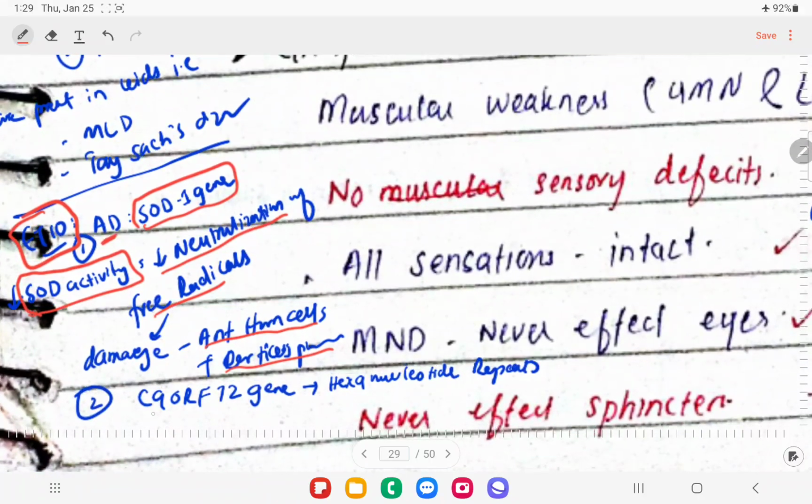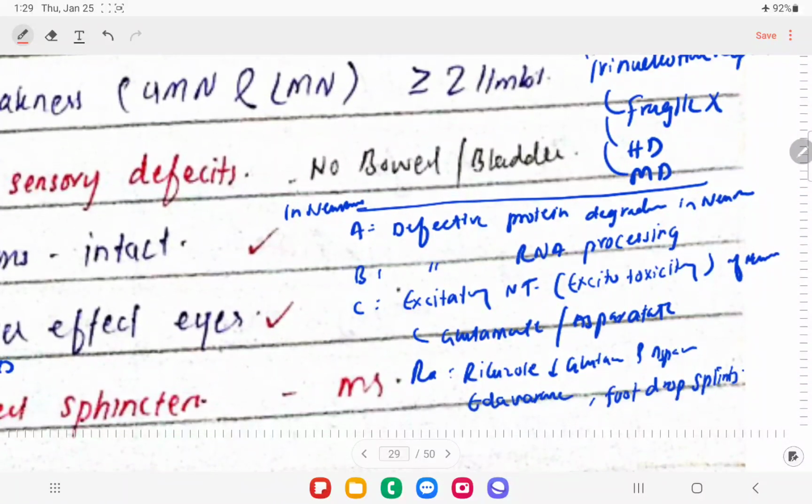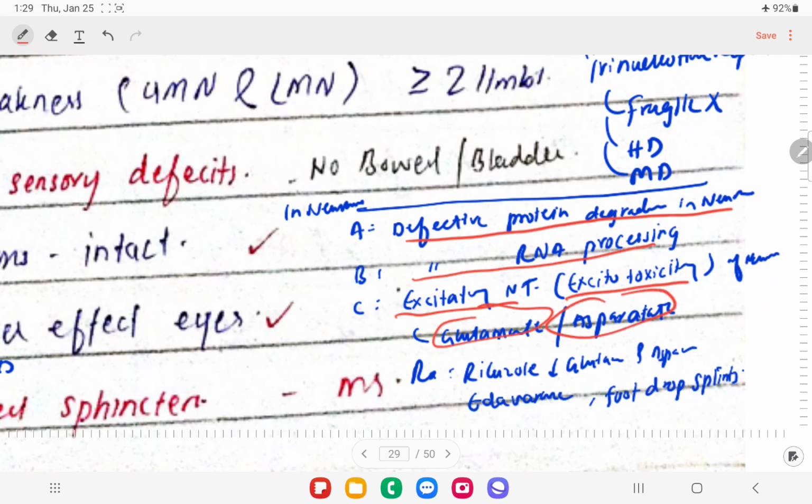Another one is the C9orf72 gene related to this. There are hexanucleotide repeats in these patients. Another one is that there is defective protein degradation in the nuclei of the neurons, and there is defective RNA processing. And also there is excitotoxicity. There are excitatory neurotransmitters like glutamate and aspartate, and they damage the neurons.